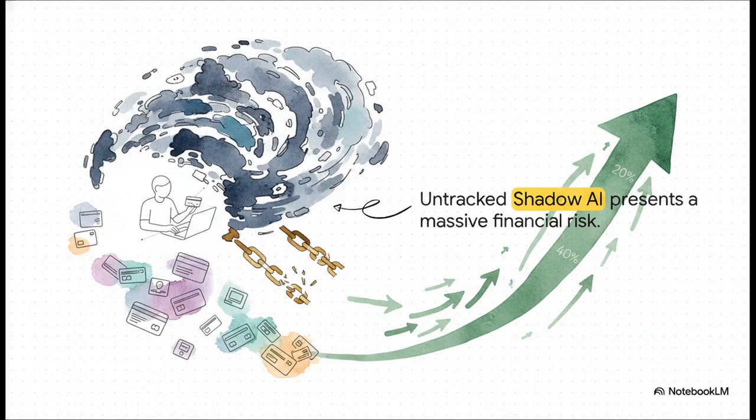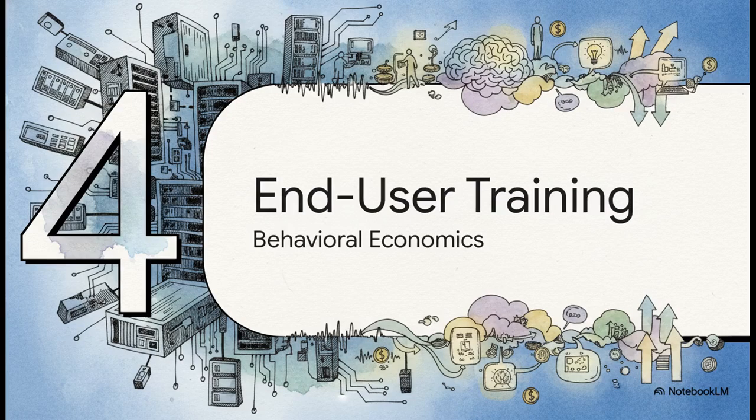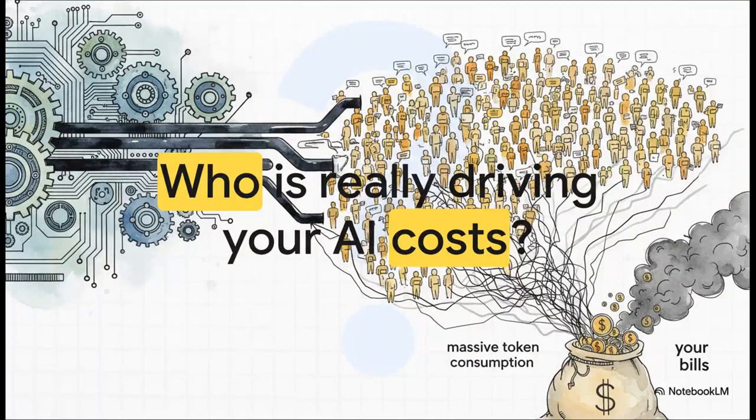That's huge. Section 4. End User Cost Efficiency Training. All right, let's pivot away from the infrastructure side for a minute and dive into the human element, behavioral economics. I want to pose this direct question to you. Who is really driving your AI costs? We naturally tend to assume it's the platform engineers or the big model providers, right? But in reality, it's the daily, completely unchecked prompt writing habits of thousands of everyday employees. That's what generates the massive token consumption that's jacking up your bills.